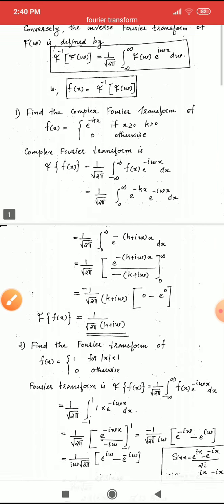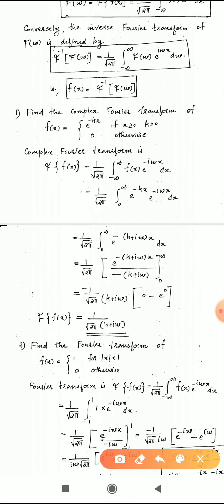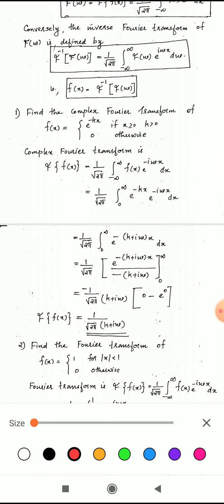Next, consider a problem. Find the complex Fourier transform of f of x equal to e raised to minus kx if x greater than 0, k greater than 0, and 0 otherwise. Here the Fourier transform is, first write the definition of Fourier transform, 1 by root 2 pi integral minus infinity to infinity f of x e raised to minus i omega x dx. Here f of x is given as e raised to minus kx in the interval x greater than 0.